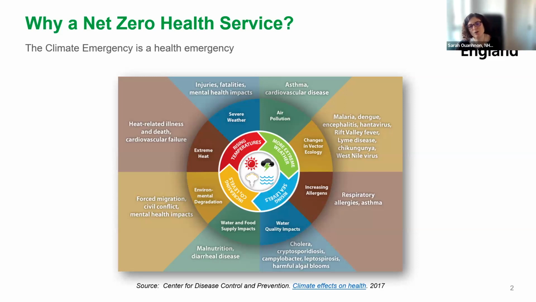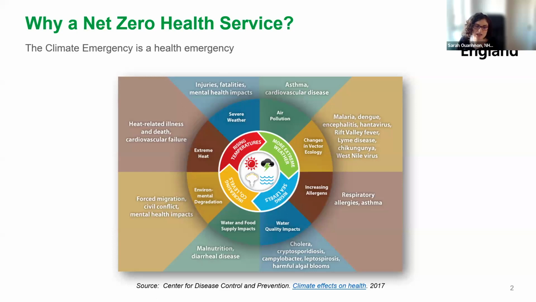There's also an aspect of responsibility. The healthcare sector, if it was a country, would be the fifth most emitting country in the world. So it is massive. In the UK, we're speaking about 4 to 5% of the emissions. So we can't ignore our own impact on climate change.